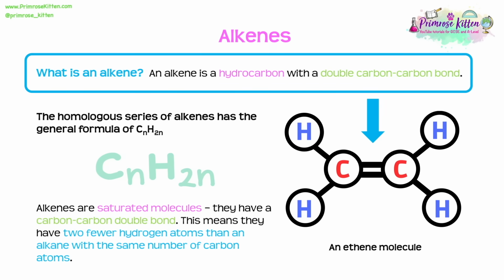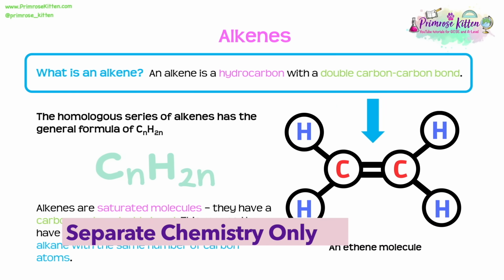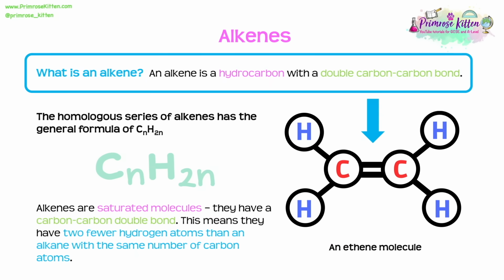Alkenes are hydrocarbons that have a double carbon-carbon bond within them. The homologous series of alkenes have the general formula of CnH2n. Now, alkenes are unsaturated molecules. This means that they have a carbon-carbon double bond, which in turn means that they have 2 fewer hydrogen atoms than an alkane would have if it had the same number of carbon atoms.